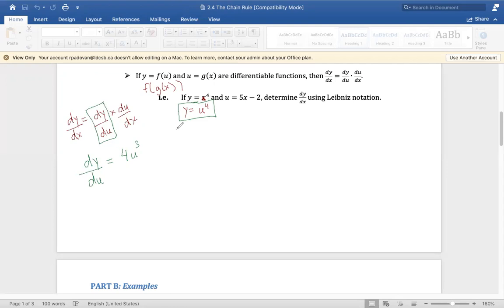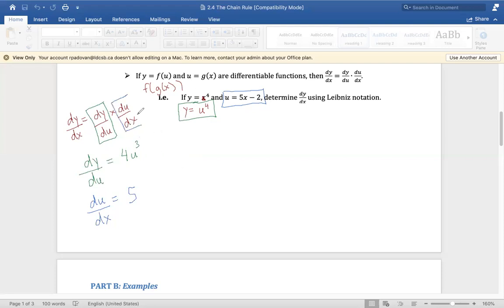So that's it. And then to color code the other one, we're going to get du over dx, differentiate the function of u with respect to x. We're looking at just this equation. So that derivative again would just be 5, right? Just like it was before. So now all I'm going to do is put them together.